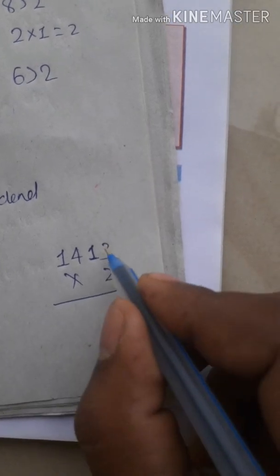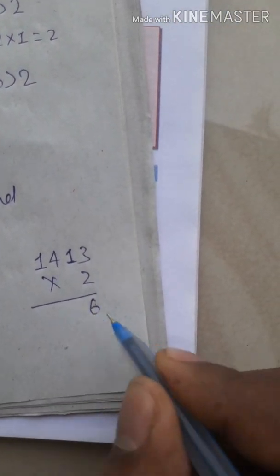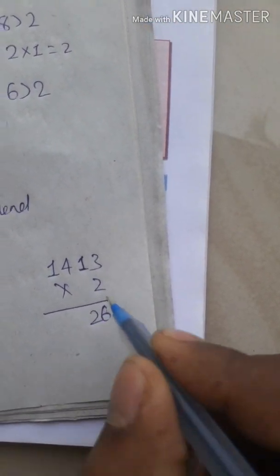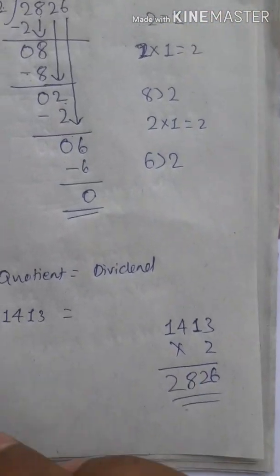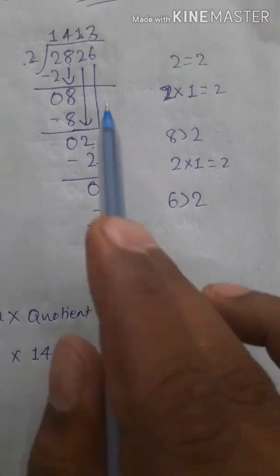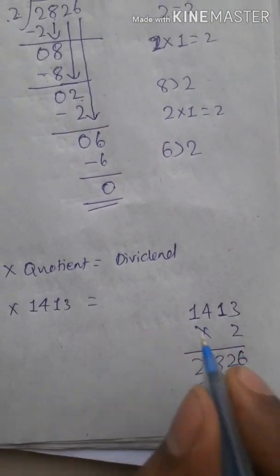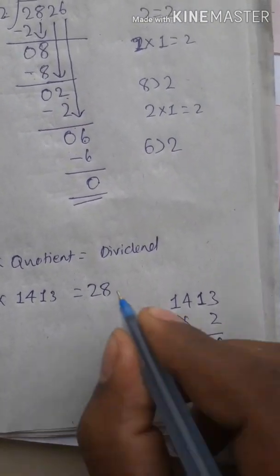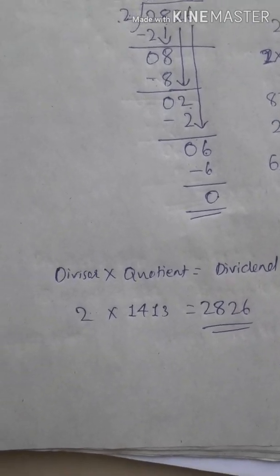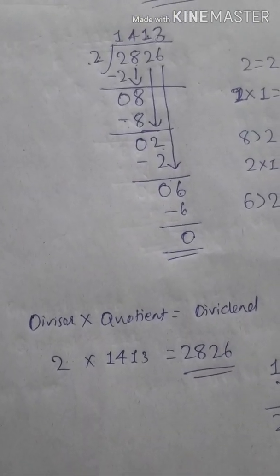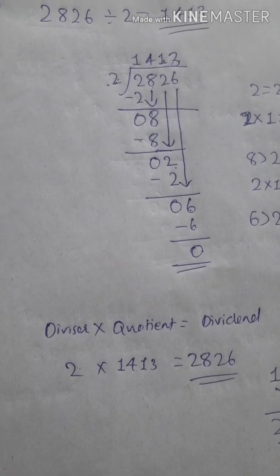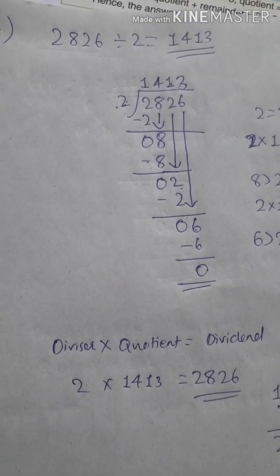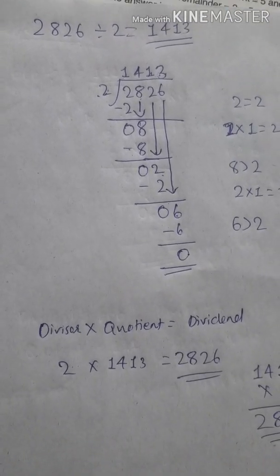1413 into 2. 3 into 2, 6. 1 into 2, 2. 4 into 2, 8. 1 into 2, 2. So divisor into quotient is equal to dividend. So the answer is right. 2 into 1413 is equal to 2826. That means divisor into quotient is equal to dividend. So the answer is right.